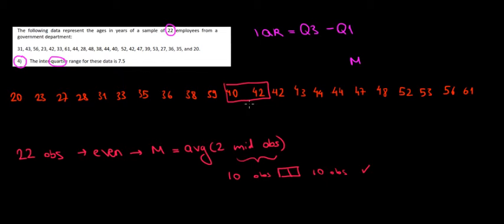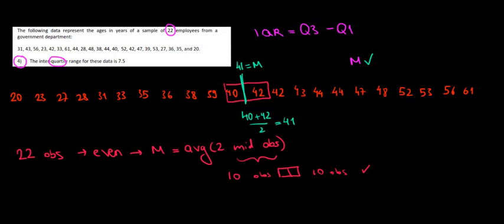Now we need the average of these two middle observations, as we said. That's going to be our median. So 40 plus 42 divided by 2 is equal to 41, meaning that the median is equal to 41. So we found out one thing. Now we must find out the first quartile and the third quartile. Let's have a look at what's going to happen with the first and the third quartile.